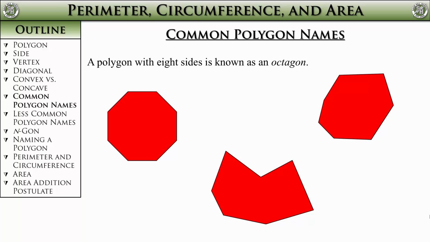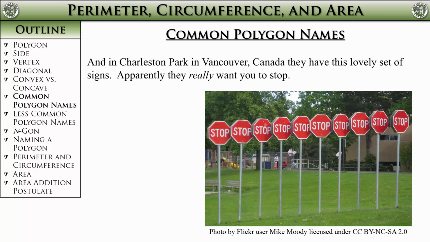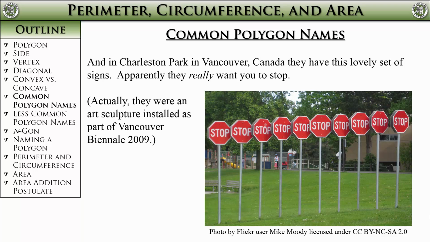And yes, that bottom one is a concave polygon instead of convex, but it is still an octagon. Of course, the most common octagon people are aware of is the stop sign. And in Charleston Park in Vancouver, Canada, they apparently really want you to stop. I wish it was just a real quirk of government gone silly, but these signs are actually part of an art installation for a biannual public art exhibition. Do you think it is nice art?